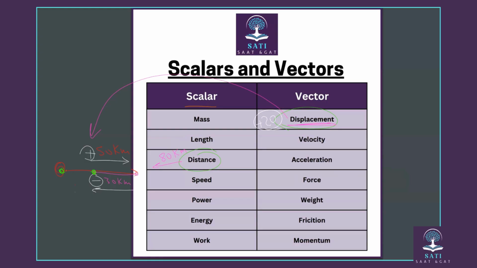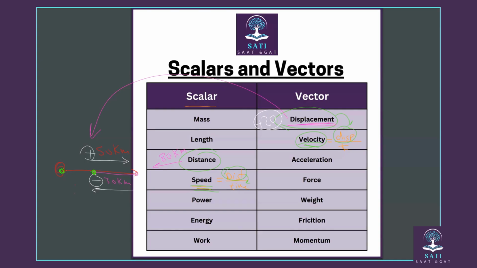Another example is speed and velocity. What's the difference between them? Speed equals distance over time. But velocity equals displacement over time. As you see, velocity uses displacement, so it uses a vector quantity, so velocity is a vector. But speed uses distance, which is scalar, so speed is scalar.